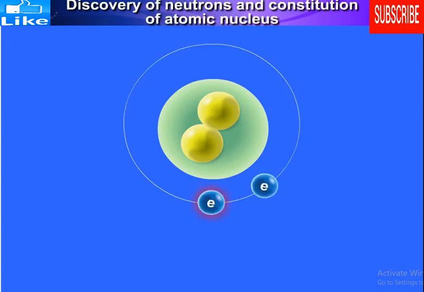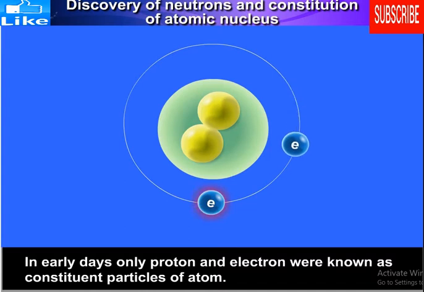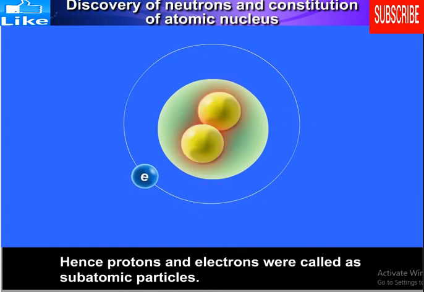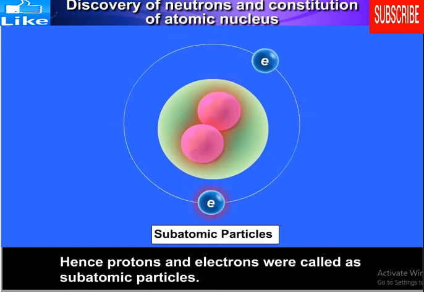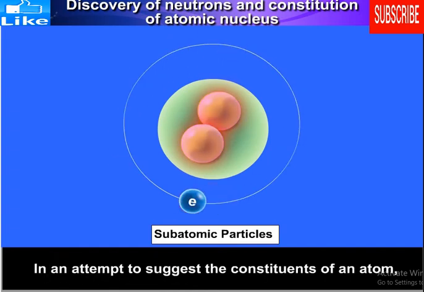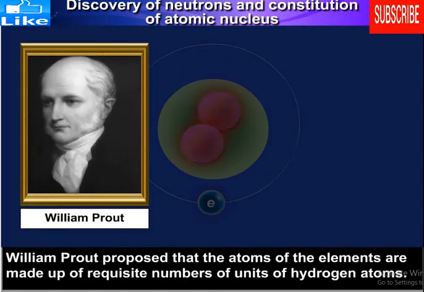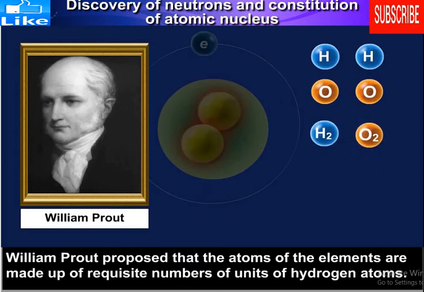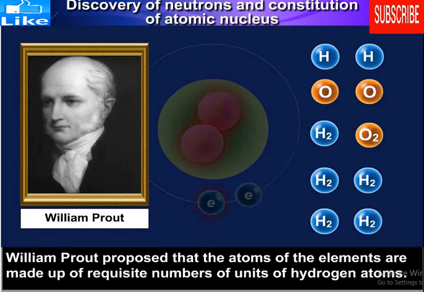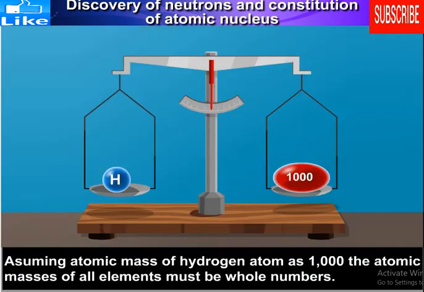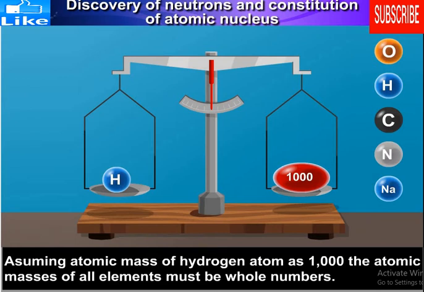Discovery of neutrons, and constitution of atomic nucleus. In early days, only proton and electron were known as constituent particles of atom. Hence protons and electrons were called subatomic particles. In an attempt to suggest the constituents of an atom, William Prout proposed that the atoms of the elements are made up of requisite numbers of units of hydrogen atoms. Assuming atomic mass of hydrogen atom as 1, the atomic masses of all elements must be whole numbers.